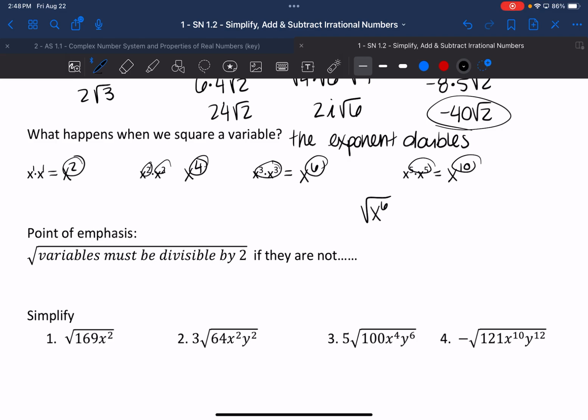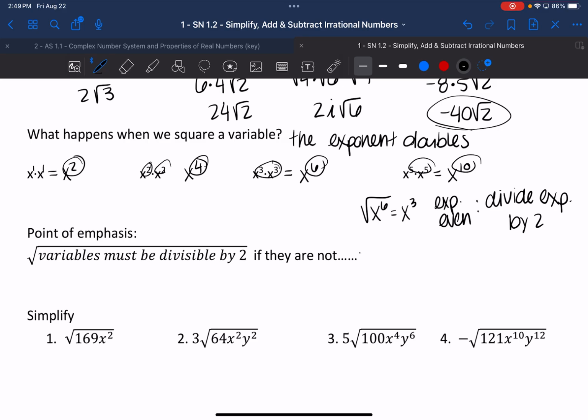Now keeping that in mind, if it's an even exponent, that is great, right? If I asked you for the square root of x to the 6th, like you guys said, I'm just going to divide it by 2, right? So this would just be x to the 3rd. Okay, so when our exponent is even, all we're going to do is divide the exponent by 2.